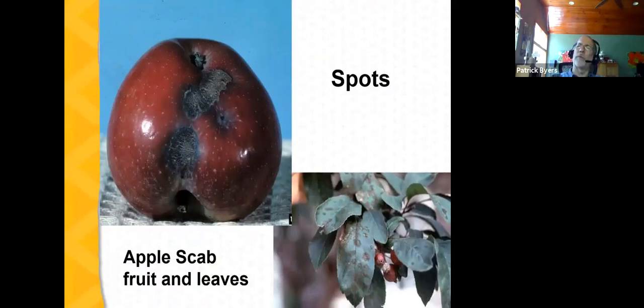And we'll introduce another term here at this point, and that's the term lesion. Plant pathologists use that term to describe an infected area on a fruit, a leaf, or a stem, a lesion. It's somewhat synonymous with spot, but if I throw that term out there, that's what I'm talking about. But at any rate, with fungal diseases, the spots or the lesions typically are round or oval in shape.